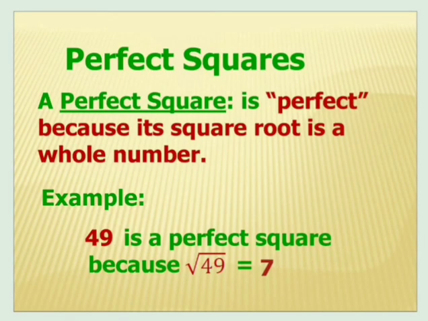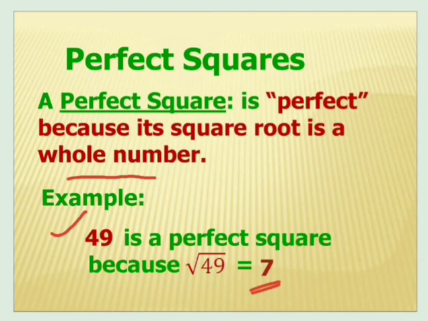Next topic is perfect square. So what is the perfect square number? If we find out the square root of any number, and if its square root is a whole number, then that number is known as perfect square. Here is the example. Suppose 49. If we find out the square root of 49, then we will get 7. 7 is a whole number, therefore 49 is known as the perfect square number.